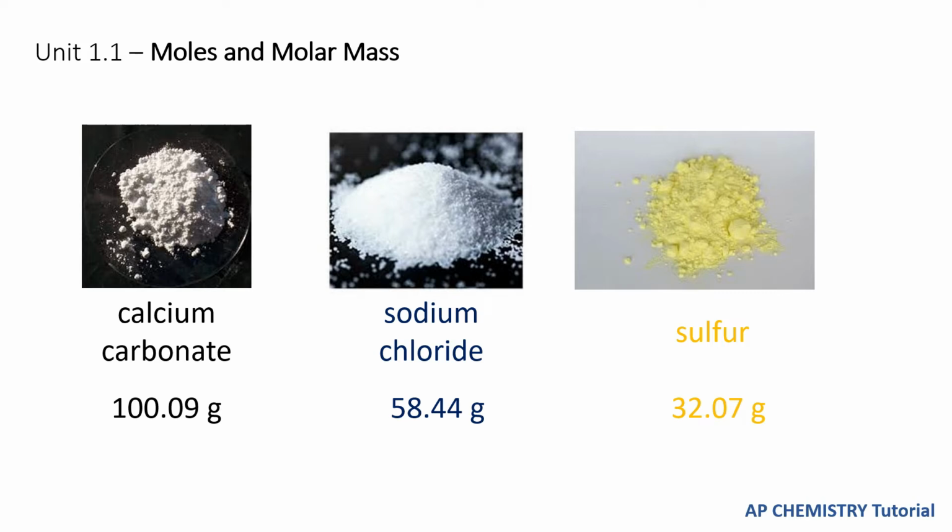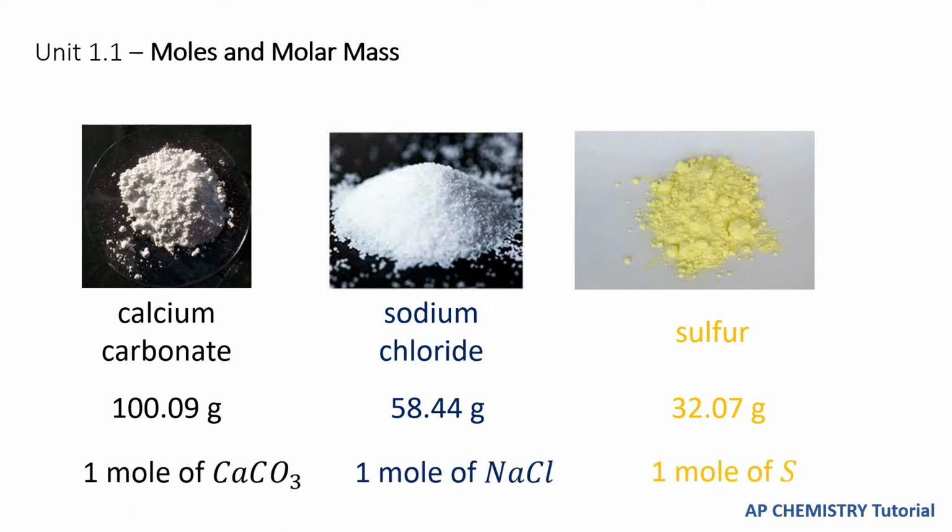We notice that they have different masses, but given these different masses for these three different substances, all of them have the same number of moles. We have 1 mole of calcium carbonate, 1 mole of sodium chloride, and 1 mole of sulfur. Even though they have different masses, they have the same number of moles. It is because the given mass for each substance is its particular molar mass.